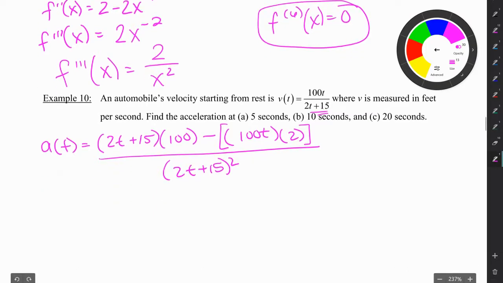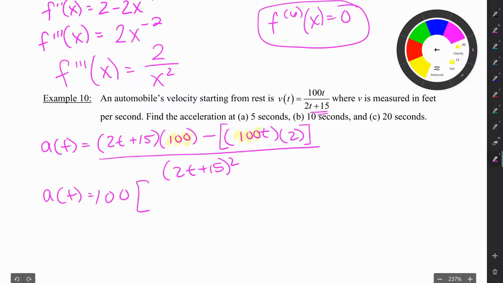I need to clean this up a little bit so I can plug some other stuff in later. If I want, I have a 100 that I can factor out. I don't know if this is going to make things better or not. We'll find out as we go. But because I have that 100, I can factor it out.